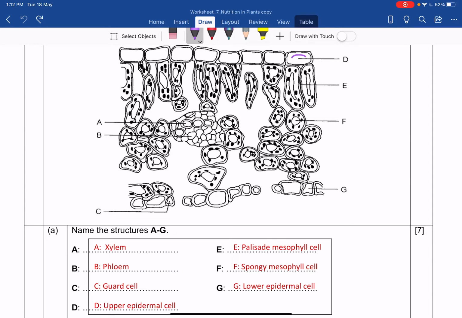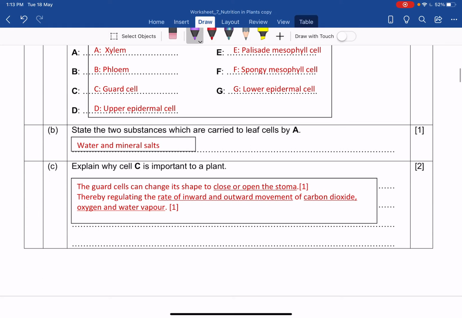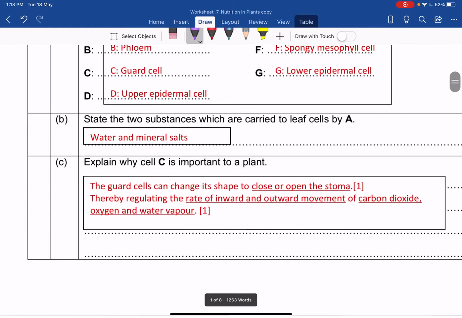So you should be naming D as upper epidermal cell instead of upper epidermis. Okay, so similarly E, F, if you say that it's palisade mesophyll layer, it will not be accepted. Now do note that the guard cell should have some chloroplasts that can be seen, okay, but in this diagram we can't see them. Now I will bring you to part C to just highlight the answer to you.